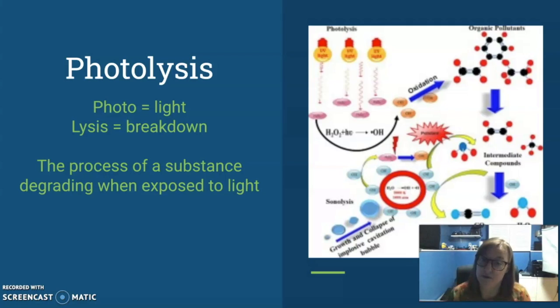Photolysis, I do know how to say that word. Photo means light, lysis means break down, so it's where the substance actually gets degraded just by being exposed to light itself. So just being out in the sunlight. Now, before we had all of these detergents and chemicals that we use to clean our clothes, most, and women, because that tended to be their job, would actually just put stained clothes out in the sunlight, and sunlight will actually remove quite a few stains from clothing.